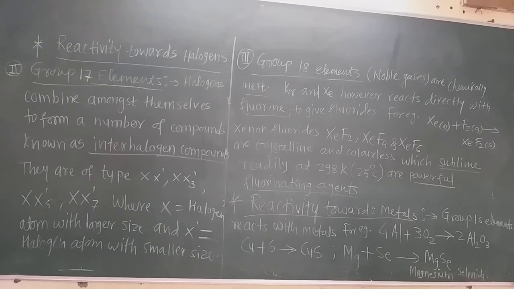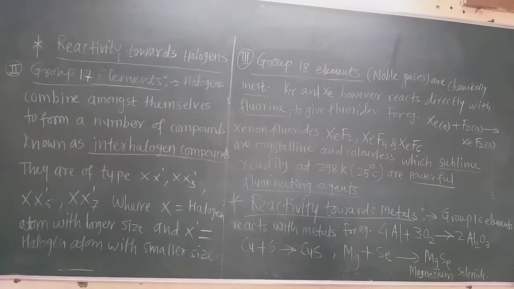where the first X is the halogen atom of larger size, and X' is the halogen atom of smaller size. For example, if we are learning the interhalogen of type XX5', then if X is iodine, X' may be fluorine, chlorine or bromine. That means X' is always smaller than X.